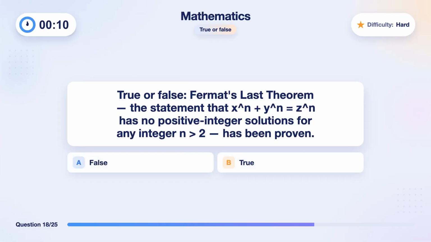True or false? Fermat's last theorem, the statement that x^n plus y^n equals z^n has no positive integer solutions for any integer n greater than 2, has been proven. What's it going to be? A. False. B. True. For the experts, this is a warm-up. 10 seconds to think. Start.